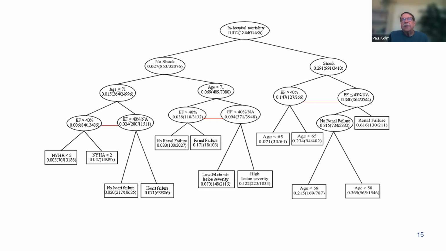So this gives us not only an idea of what variables are important and which one is most important, but it also gives us an idea of which variables are related to one another. And so we would primarily be interested in those experiencing shock and what other variables might enter into predicting shock.